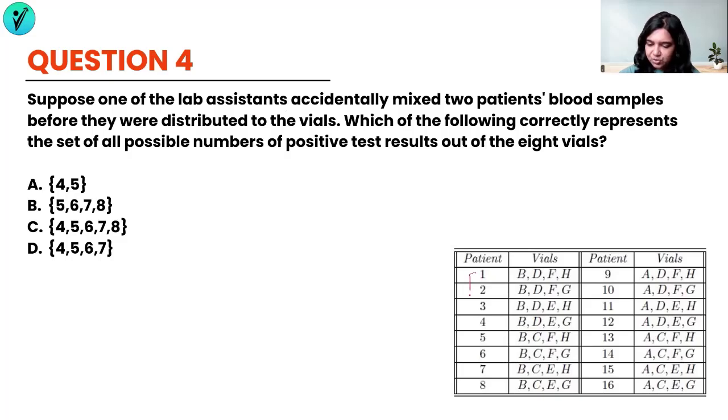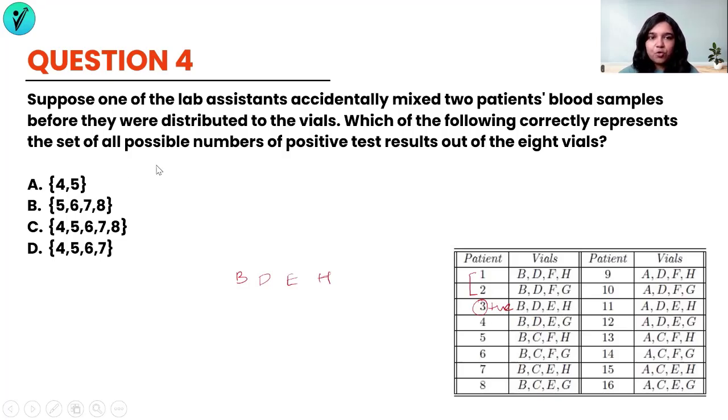Suppose 1 and 2's blood samples were mixed. And there was a third person, let's say the third person was positive. So if patient number 3 was positive, that means B, D, E, and H are positive. I know that patient number 1 and 2's blood samples were mixed, but does that affect anything else? No, because they are both negative, right? Only patient number 3 is positive. So B, D, E, and H will be positive.